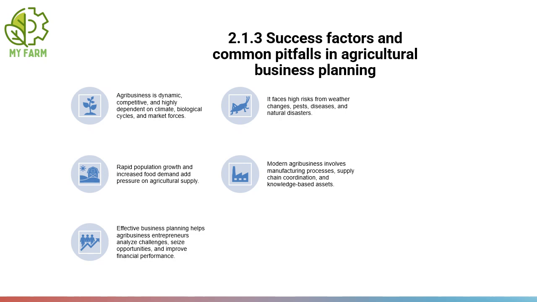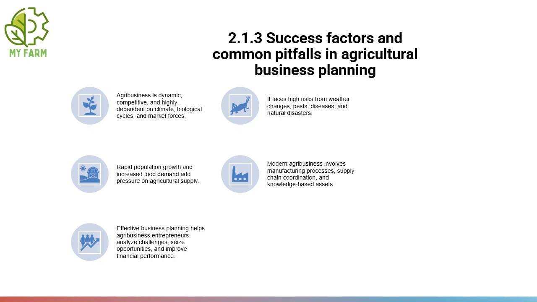Without careful planning, these factors can quickly lead to inefficiencies or financial losses. Effective agricultural business planning helps entrepreneurs analyze these challenges, identify opportunities, and make informed decisions. It allows them to allocate resources wisely, manage risks, and improve financial performance. By combining strategic foresight with operational efficiency, agribusinesses can increase productivity, remain competitive, and achieve sustainable growth in a rapidly changing environment.